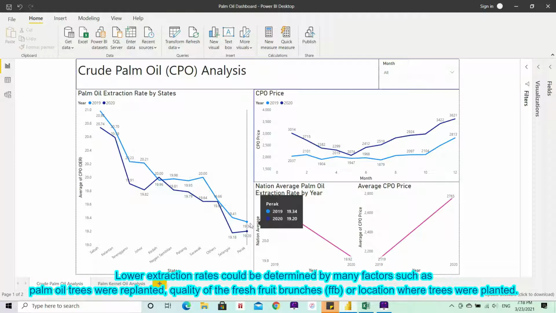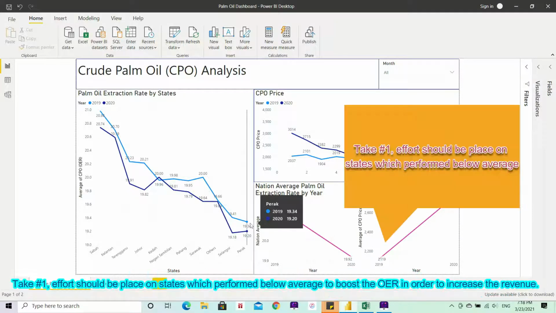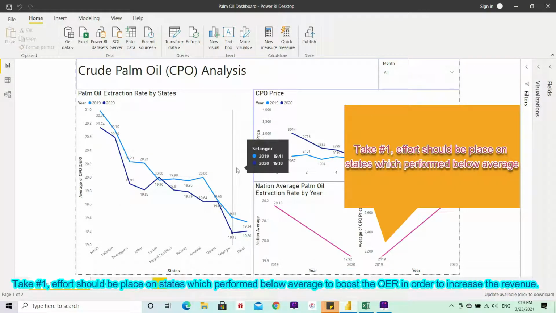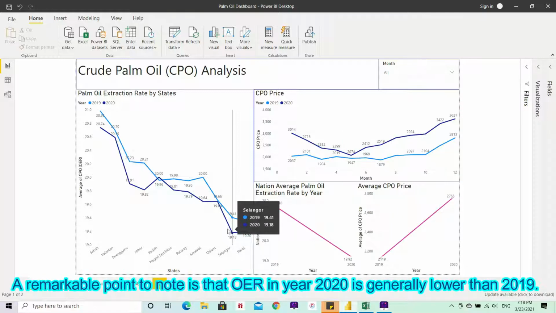The lower extraction rate could be determined by many factors such as the palm oil trees were planted, the quality of fresh fruit branches, or location where the trees were planted. So take number one. Effort should be placed on states we perform below average to boost the OER in order to increase the revenue. A remarkable point to note that the OER in year 2020 is generally lower than 2019.